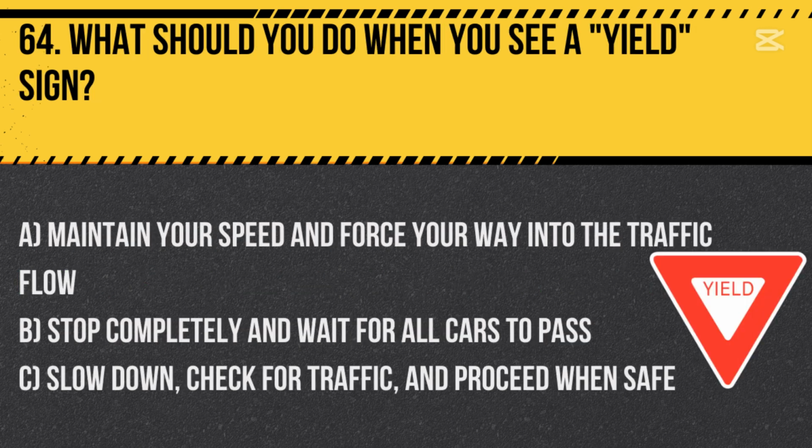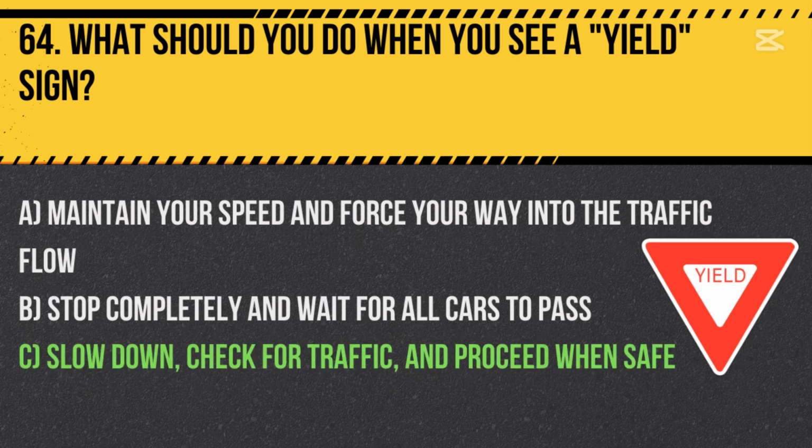Question 64. What should you do when you see a yield sign? A. Maintain your speed and force your way into the traffic flow. B. Stop completely and wait for all cars to pass. C. Slow down, check for traffic, and proceed when safe. Answer: C. Slow down, check for traffic, and proceed when safe. A yield sign requires drivers to give right-of-way to other road users where necessary.